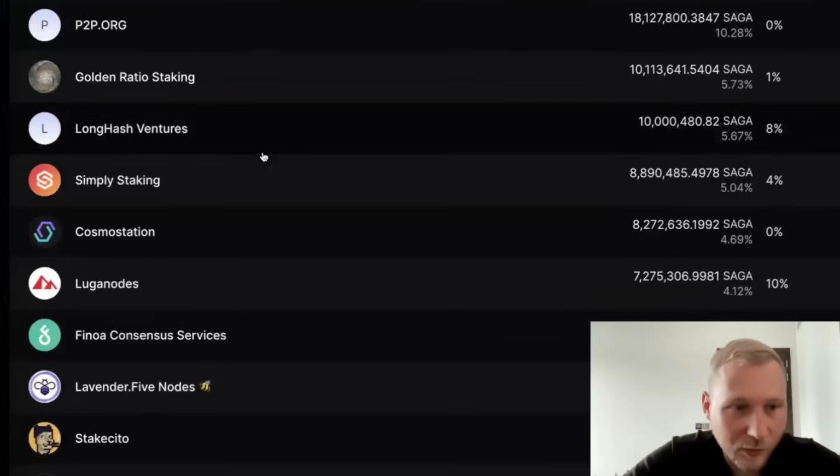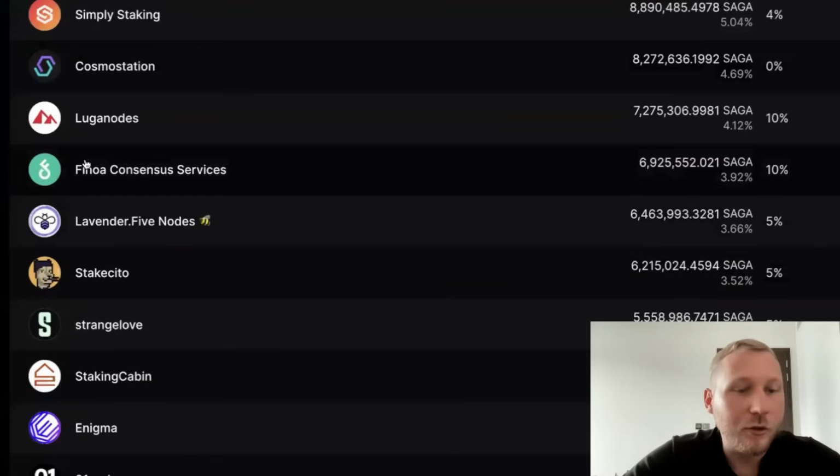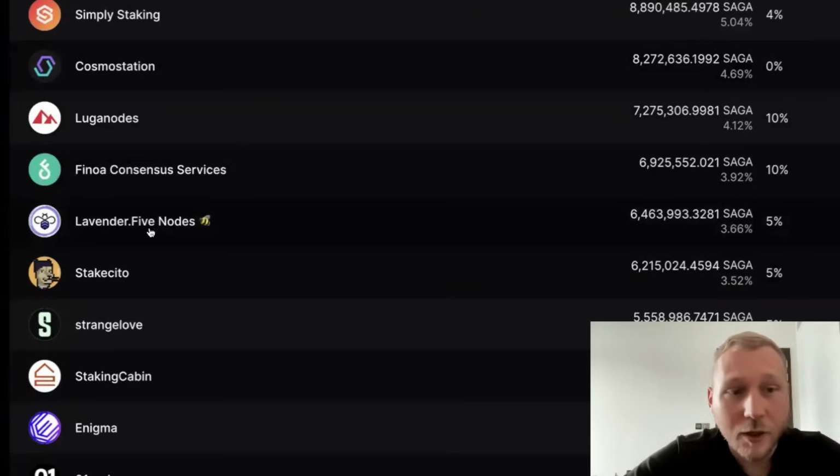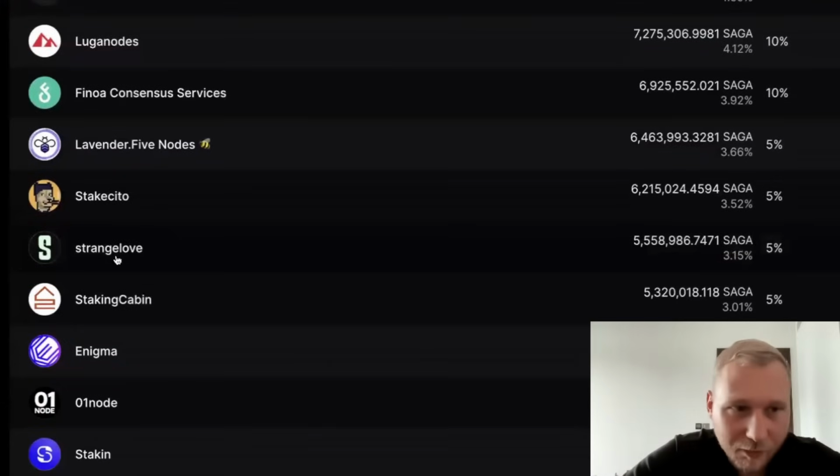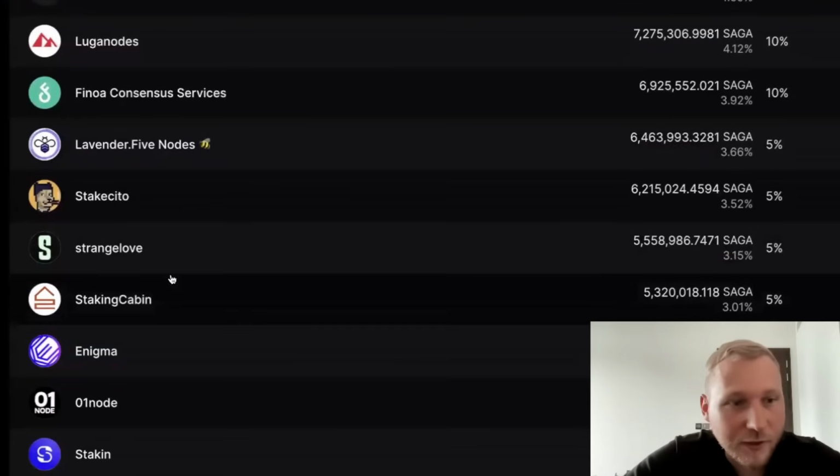Simply Staking, Long Hash as well, of course, Cosmos Station, Luganodes. So you really see a lot of them. Also Lavender Five, also great contributors to the Cosmos ecosystem. My man, Jack Zampolin, honored to be between these validators.